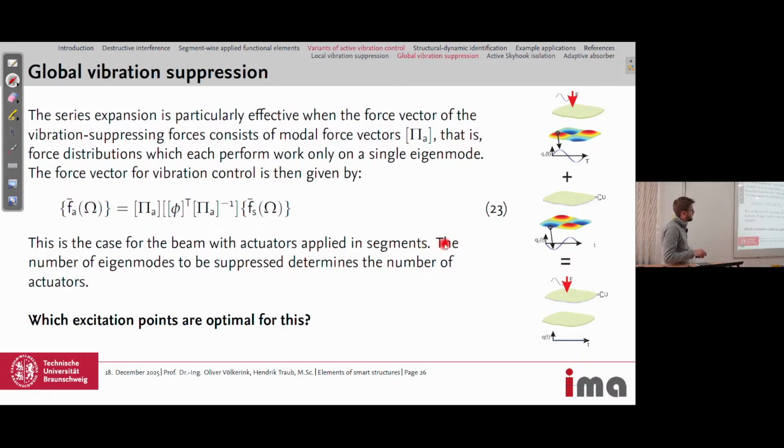And with this, we can also say that for the number of eigenmodes we want to suppress, we need the same number of actuators. So the number of eigenmodes we want to suppress determines the number of actuators we need for this global vibration suppression. If we want to suppress the first three eigenmodes, we need 3 actuators. Now, an open question still is which excitation points to use for the actuator. So where do we place them on the structure?